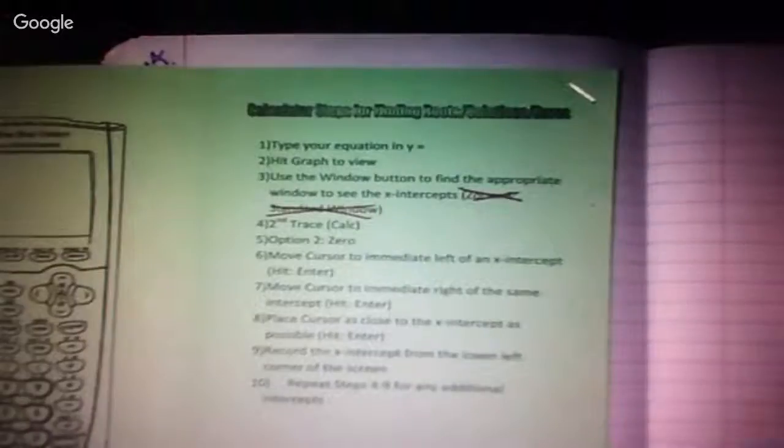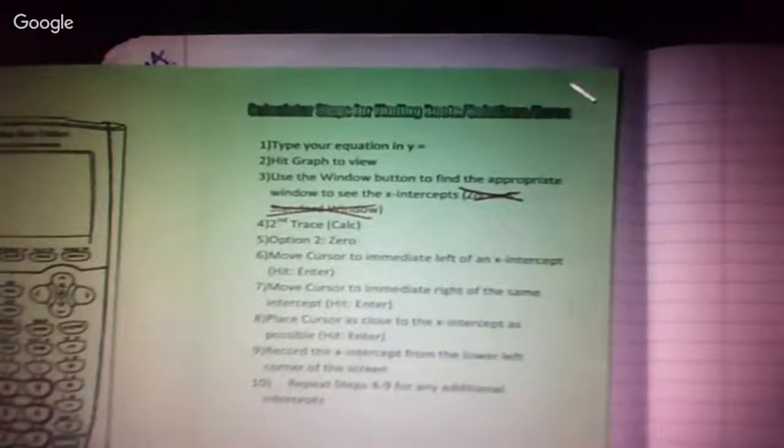On this one, this should have been your roots, solutions, or zeros. Again, same steps. Y equals. Hit graph to view. Use your window button. We're not Zoom 6ing anything because it sucks. You have this on page 74? There's 2 of them. Oh, I just did the same thing too. I did one for minimum and maximum and then one for roots. Yeah, I was telling you.